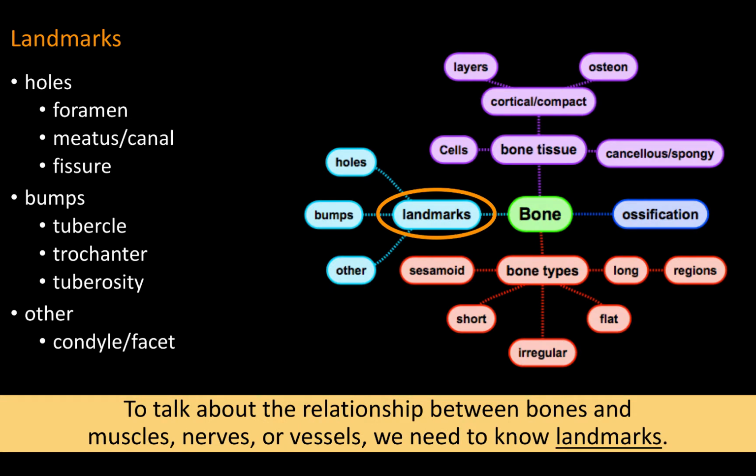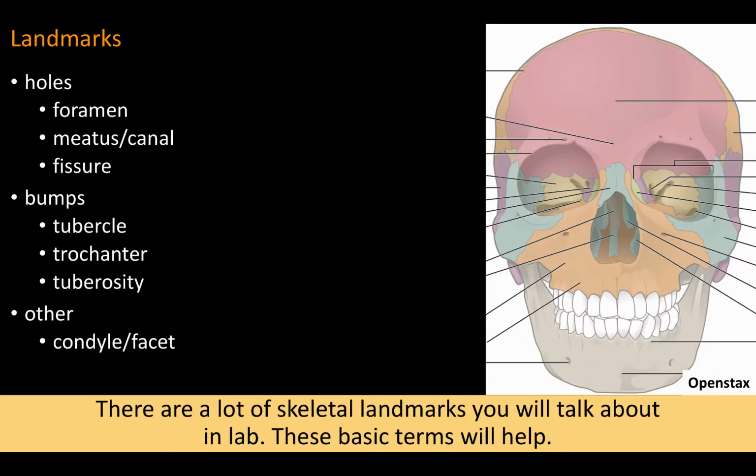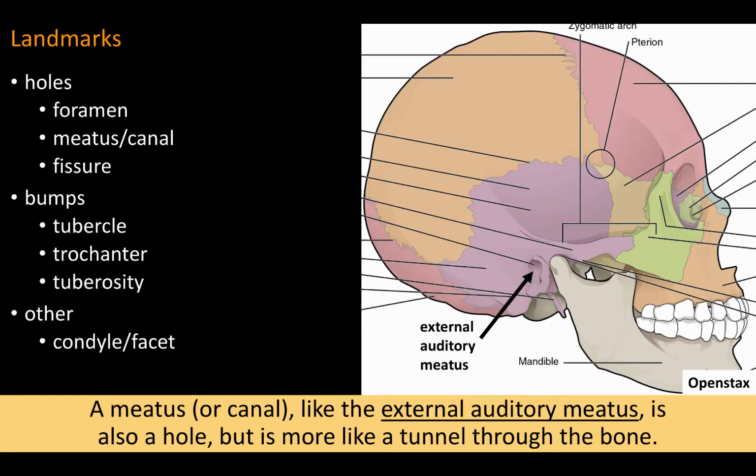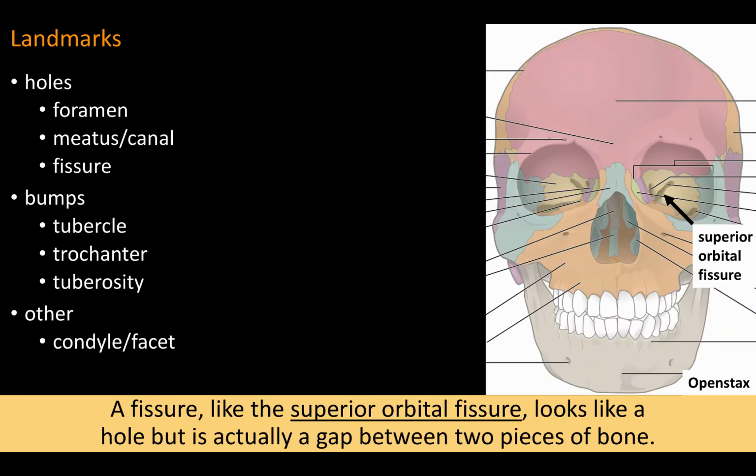To talk about the relationship between bones and muscles, nerves, or vessels, we need to know landmarks. There are a lot of skeletal landmarks you will talk about in lab. These basic terms will help. There is more than one term for a hole in a bone, but foramen, as in mental foramen, is the most common. A meatus, or canal, like the external auditory meatus, is also a hole, but is more like a tunnel through the bone. A fissure, like the superior orbital fissure, looks like a hole, but is actually a gap between two pieces of bone.